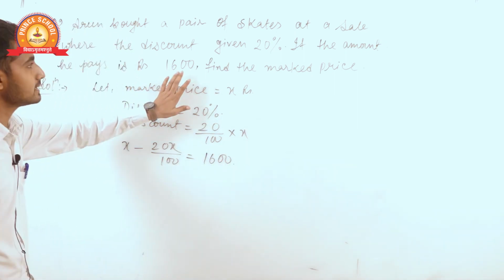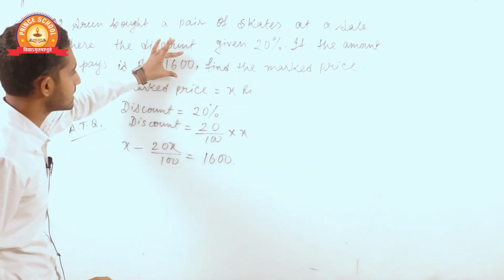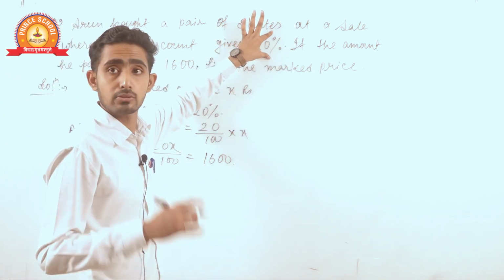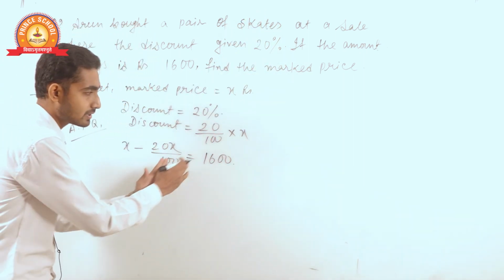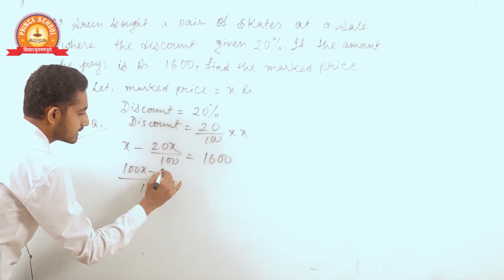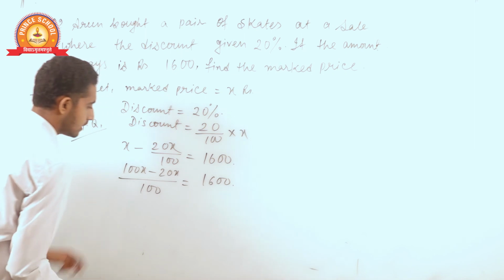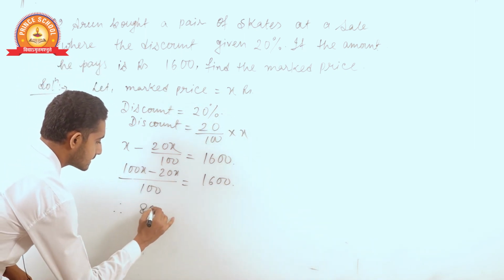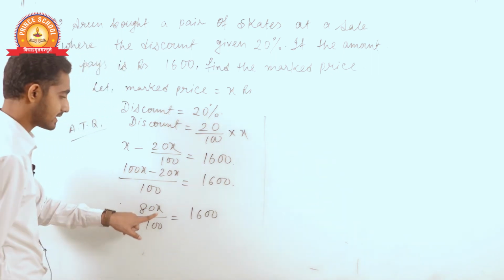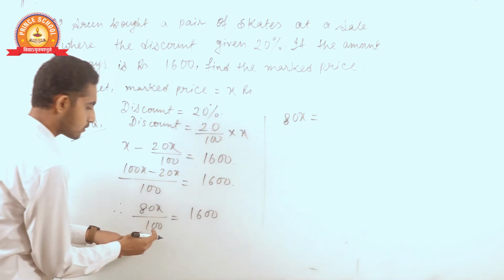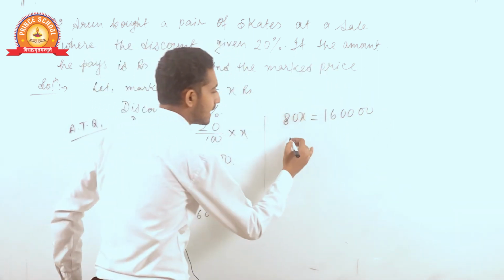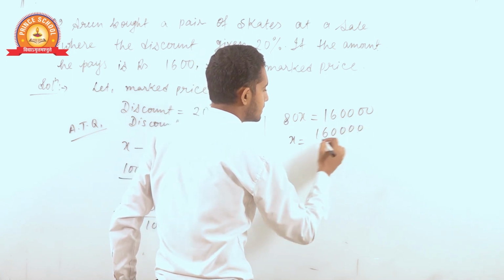The rupees he paid is without the discount, this 1,600. If you read the question, if the amount he pays is ₹1,600, okay, after the 20% discount, then this is your 1,600. Mark price minus discount is equal to the new amount. So if you take LCM, that is 100 multiplied by x, 100x minus 20x is equal to 1,600. Now 100x minus 20x, that is your 80x upon 100 is equal to 1,600. Okay, now we have to find the value of x. So 80x is equal to, cross multiply, 1,600 multiplied by 100, that is 160,000. We multiplied by 100. So x is equal to 160,000 divided by 80.